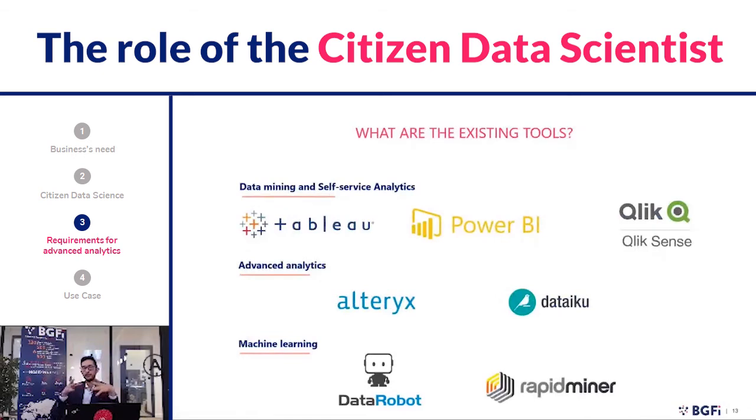So in this slide, you have tools that we have placed in different categories. Of course, this ranking is not exhaustive, and the tools can be in several categories at once. For example, in the category of data mining and self-service analytics, I put the 3 main tools that are Tableau, Power BI, and Qlik Sense, but these tools also have advanced analysis features. That's why here we have data mining: Tableau, Power BI, Qlik; advanced analytics: Alteryx, DataIQ; and machine learning: DataRobot, RapidMiner. Of course, there are others.